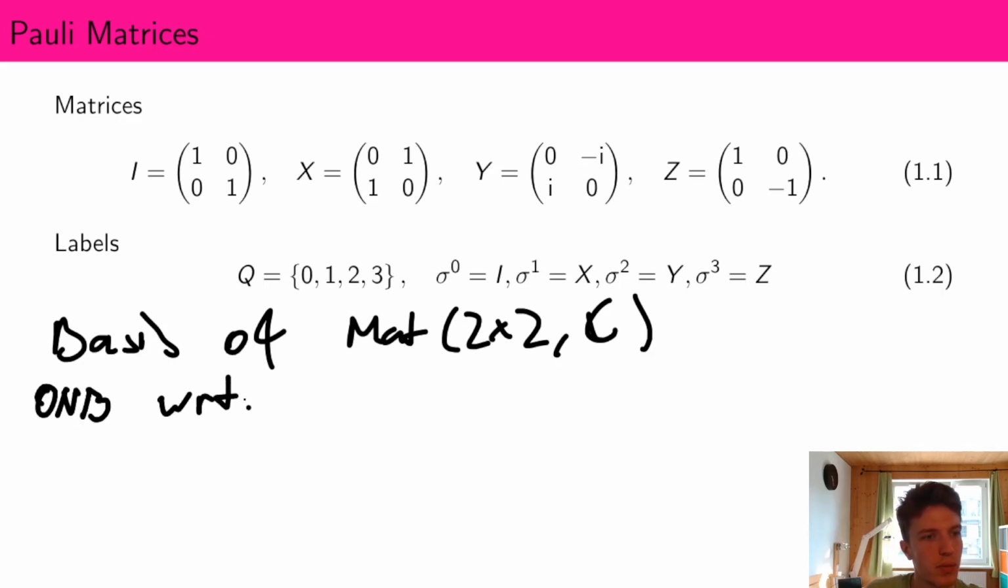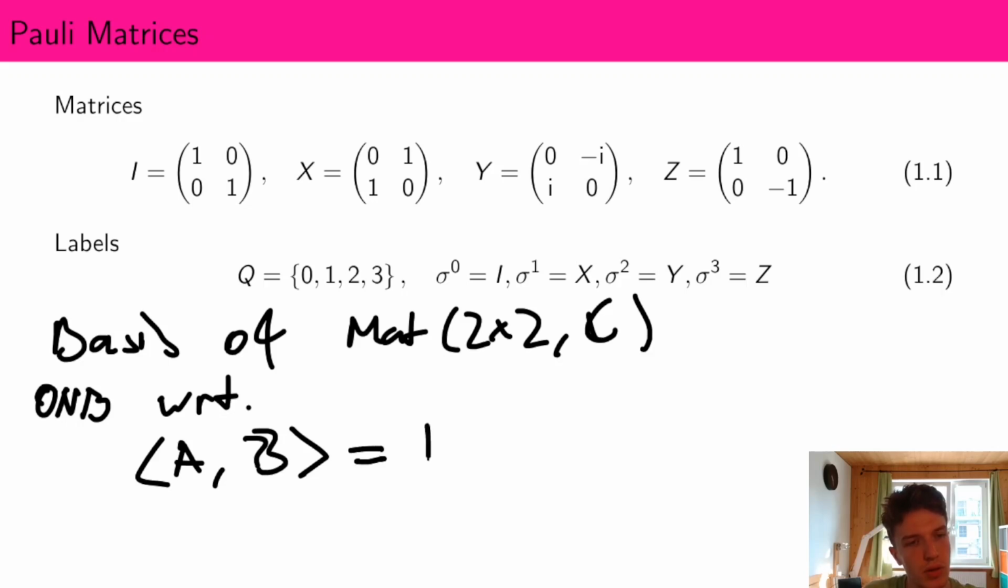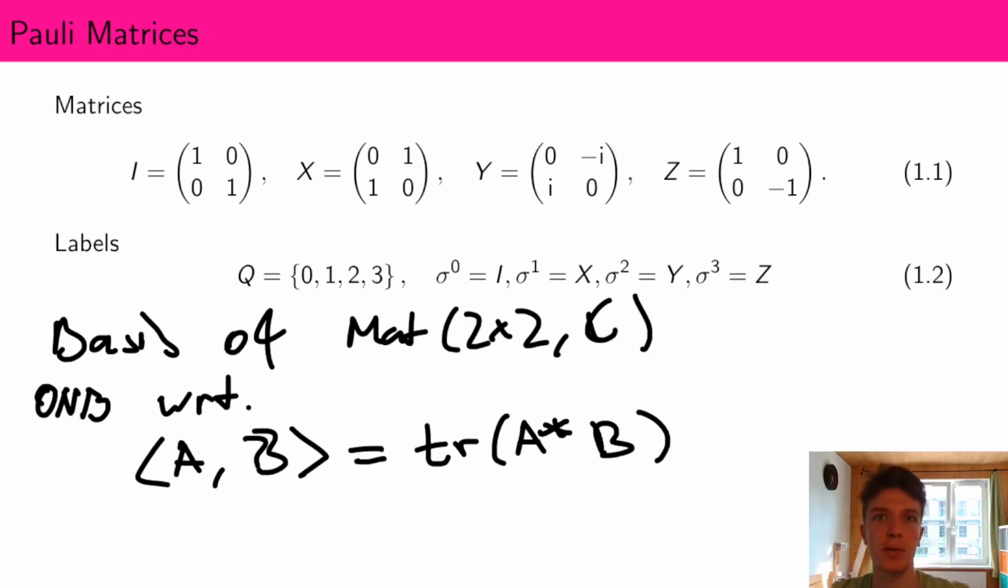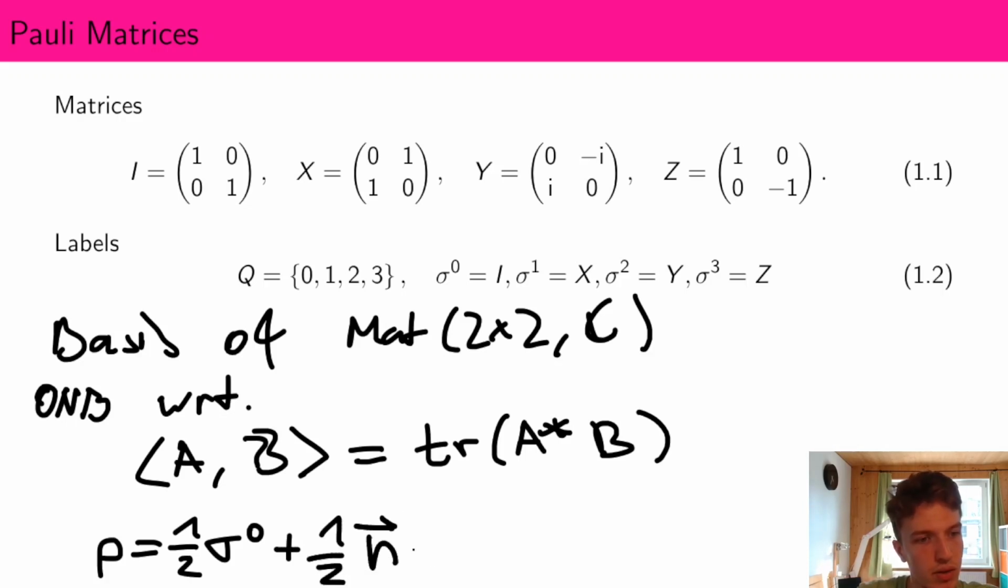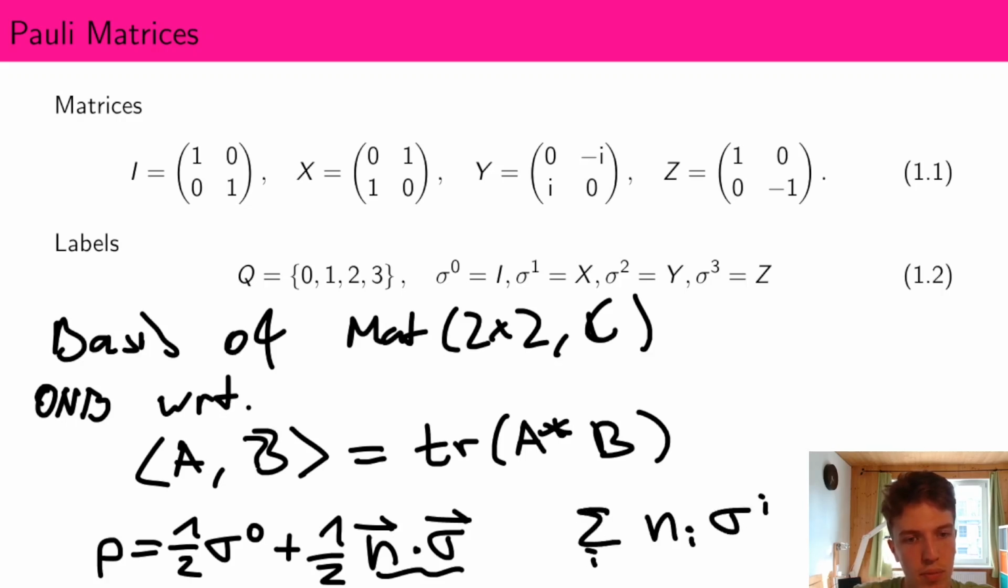They also form an orthonormal basis with respect to the scalar product defined as the scalar product of A and B is equal to the trace of A star B. Pauli matrices are mostly used to describe single qubit gates and also Hamiltonians, but they can also be used to describe quantum states, especially with this relation to the Bloch sphere, where the density matrices can be described as rho equals 1/2 the identity plus 1/2 times the vector n times the Pauli vector, where this is to be understood as the sum of n_i sigma_i.